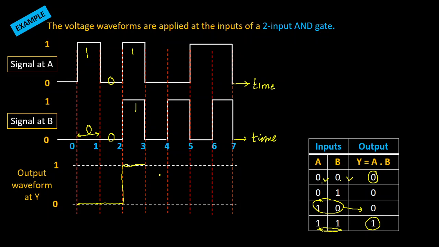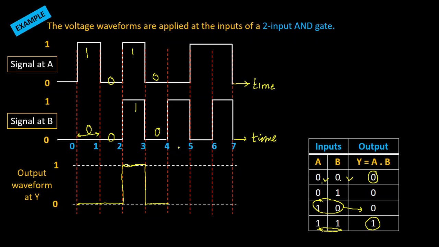Right? Now let us see what will happen in the next time period. For the next time period, between 3 to 4, the signal at A is 0. Signal at B is also 0. So with 0 and 0, the output signal must be 0. So this state must be maintained. Therefore, the line will follow like this.